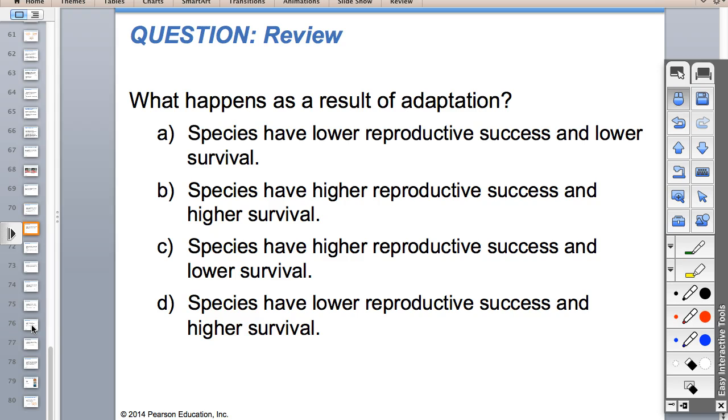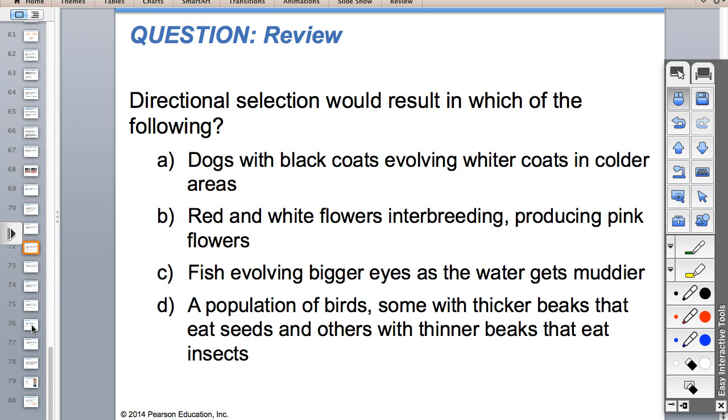What happens as a result of adaptation? Oh, still see some people working. Alright, let's see what you have. Looking good. Okay, so most everybody put B. Let's see, species have higher rate. Yes, and so, right, and so you want to survive. So C is, if you put C, maybe not that one. So directional selection. This is very similar to one of the questions on the test.